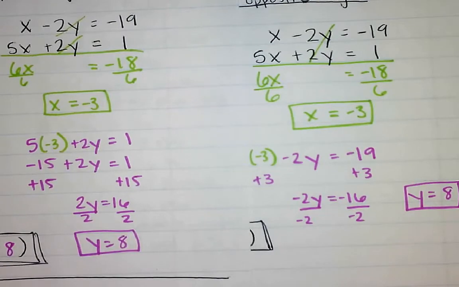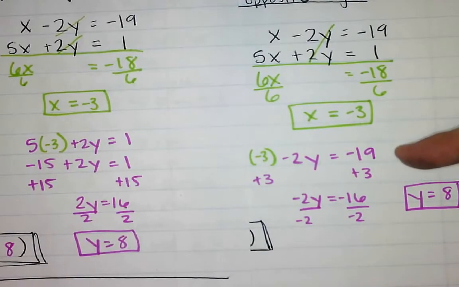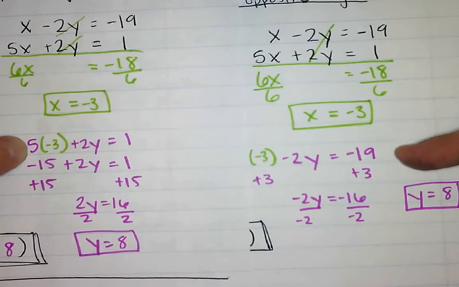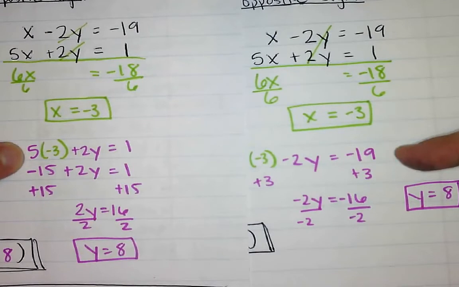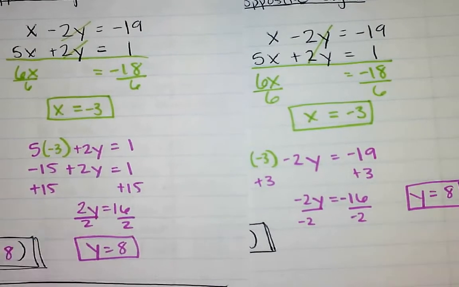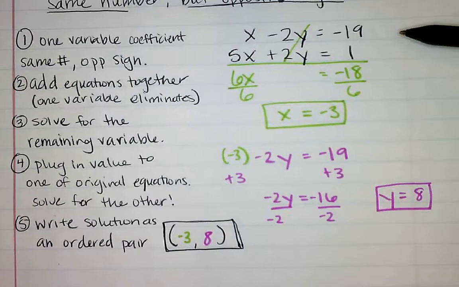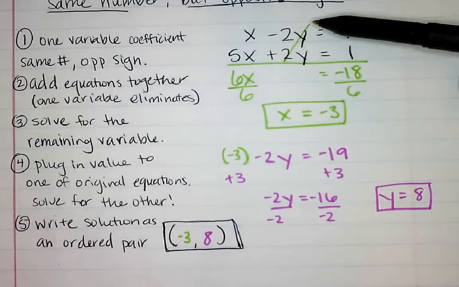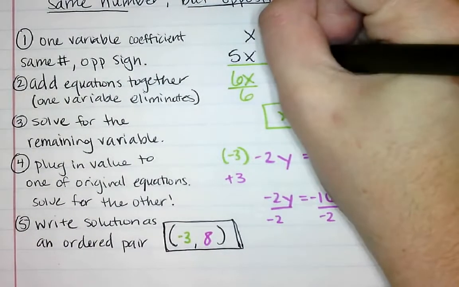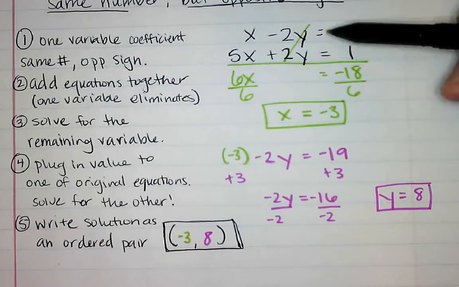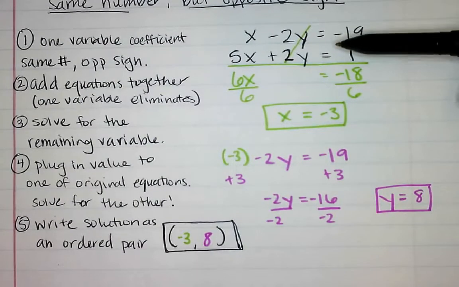Cool? All right. So this one, I plugged it into the top equation. This one, I plugged my -3 into the bottom equation. But both ways, we got y is equal to 8. Because, y'all, what's another way I could have solved this equation up top without elimination? Is there any other method that we could have done?